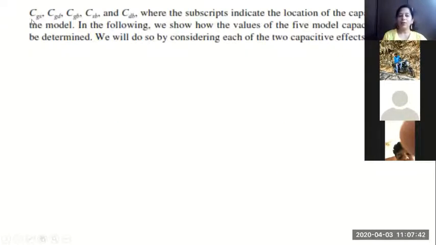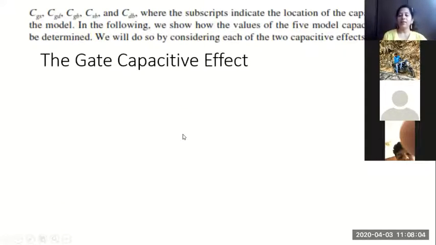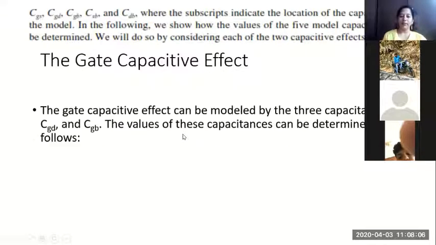So as I was telling you, three capacitances due to the gate alone: CGS, gate to source capacitance; CGD, gate to drain capacitance; and CGB, gate to body or gate to substrate capacitance. Three due to the gate terminal alone, and CSB stands for source to body capacitance. CDB is drain to body capacitance. Let's see the gate capacitive effect first.